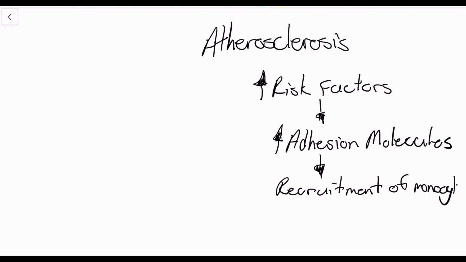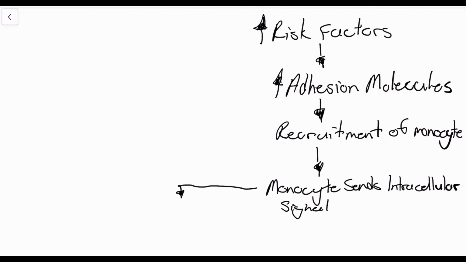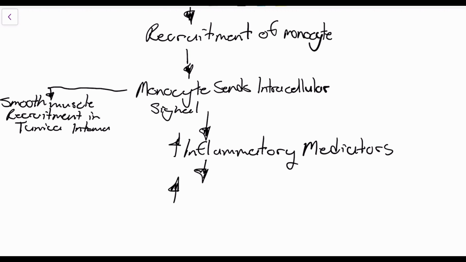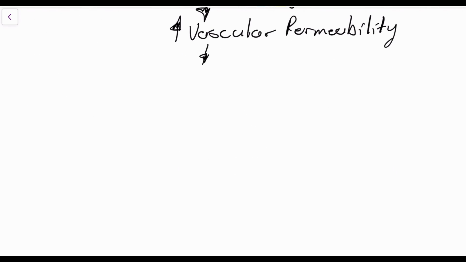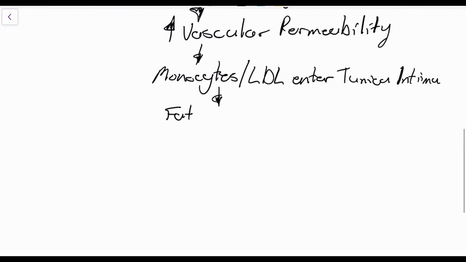This leads to an increase in adhesion molecules. Adhesion molecules allow for the recruitment of monocytes, and these monocytes send intracellular signals that trigger smooth muscle cell recruitment into the tunica intima. This causes an increase in the amount of inflammatory mediators that are present, which leads to an increase of vascular permeability. At this point, monocytes and LDL both enter the tunica intima. LDL is known as low-density lipoprotein.